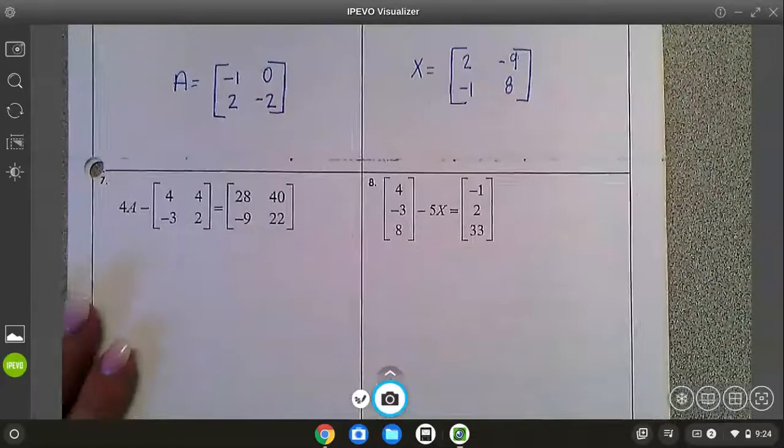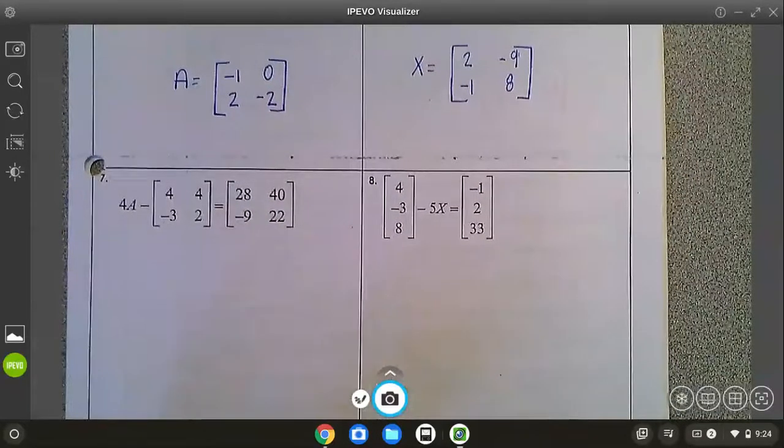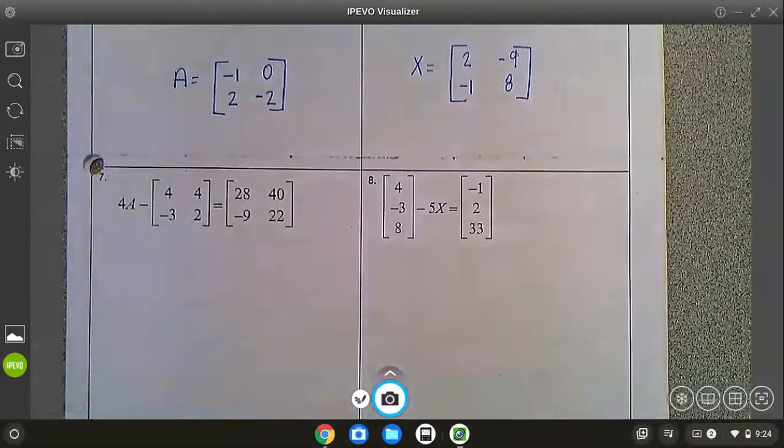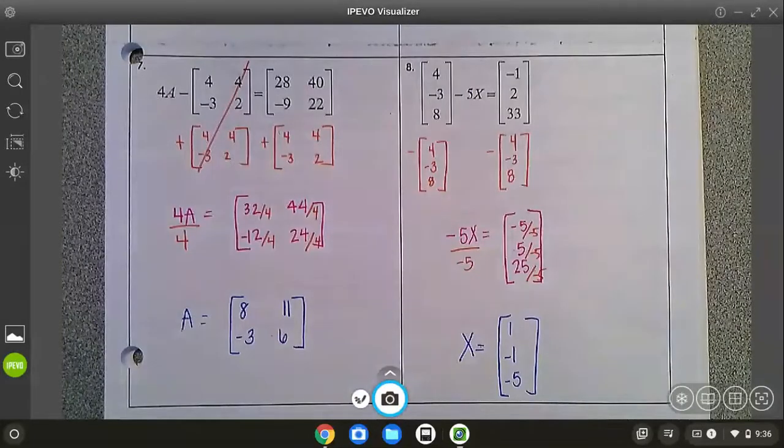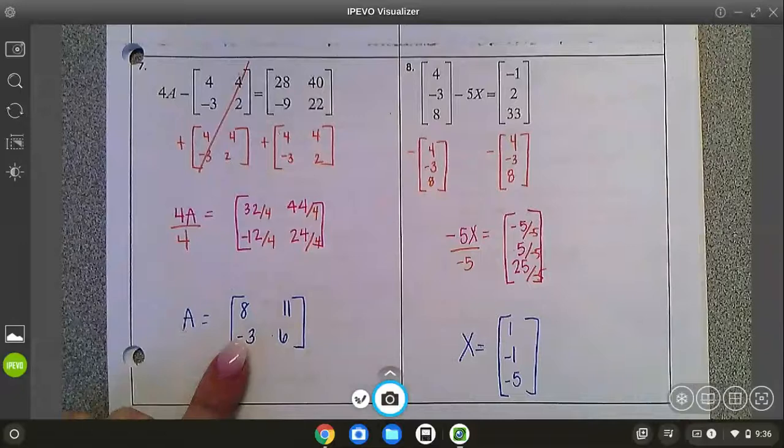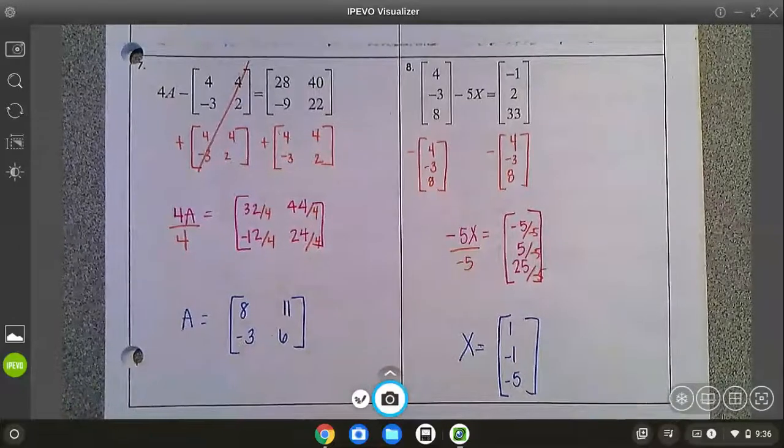See if you can try number 7 and 8 on your own. Here's what you should have got. Number 7, 8, 11, -3, 6. I didn't do 8. I thought we were just doing 7. Sorry. And 8, 1, -1, -5. If you did not get those, look back and see possibly what you messed up on.